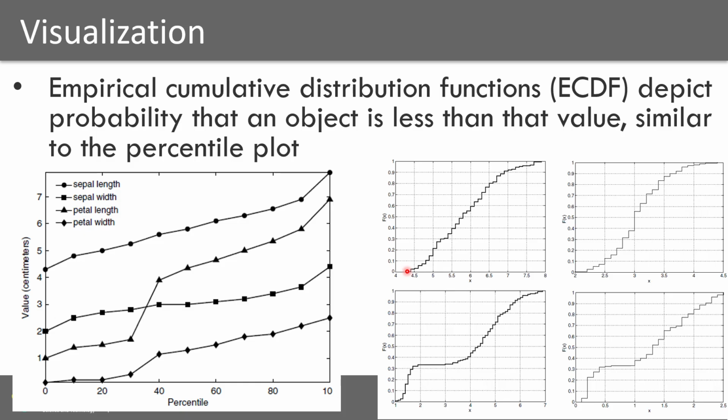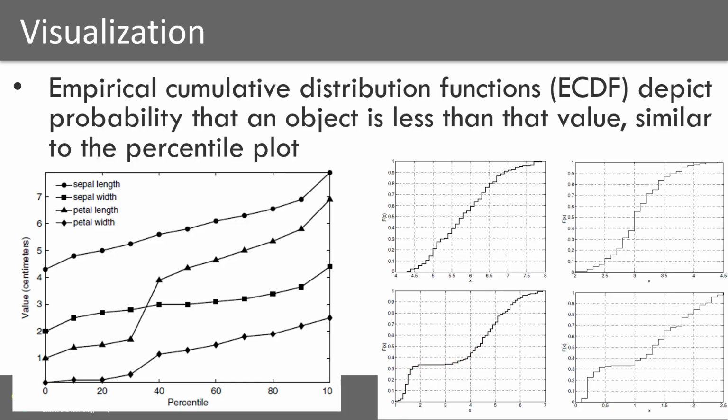Here in this case, we have a 0 probability that an object will be smaller than 4.2, for example, and a 10% probability that an object will be smaller than, let's say, 4.8. So it's very similar to the percentile plot, which we will discuss right away. And here what we are potentially interested in is to study the plot's shape.